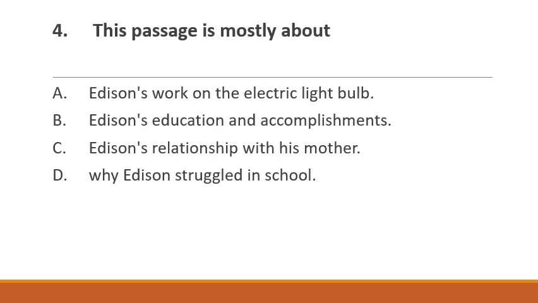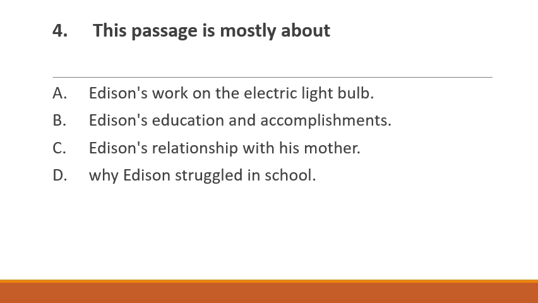Next question, question number 4. This passage is mostly about. Is it about Edison's work on the electric light bulb? Is it about Edison's education and accomplishments? Accomplishments means achievements. Edison's relationship with his mother. Why Edison struggled in school.